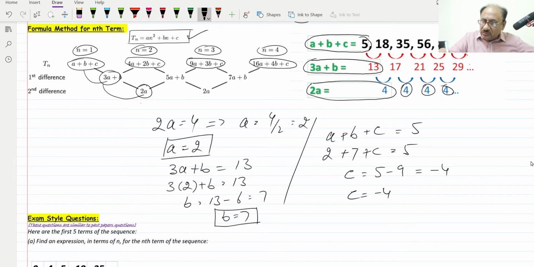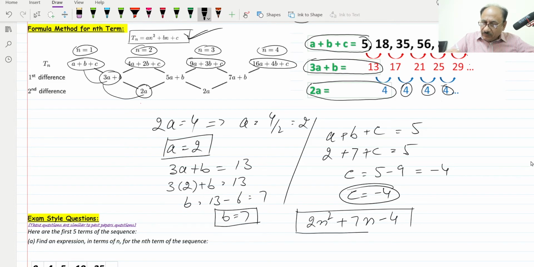So c is equal to minus 4. So these three values we will write in this one quadratic equation, an square plus bn plus c. So we will write a as 2. So 2n squared plus bn, so b is 7, so 7n and minus 4. This will be our nth term for this sequence.